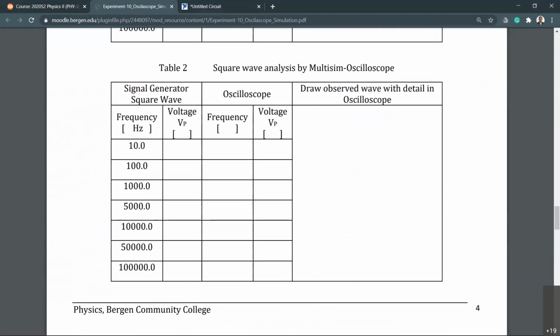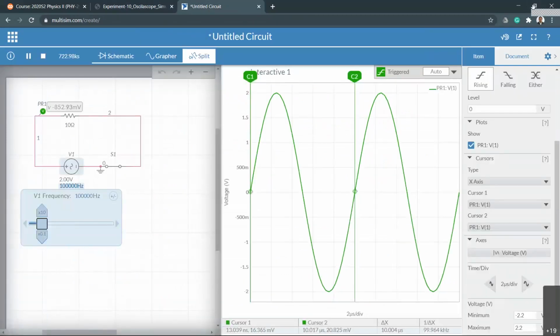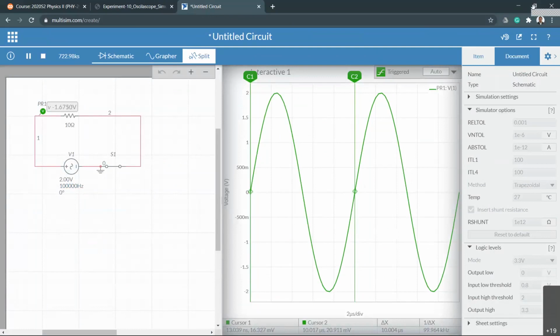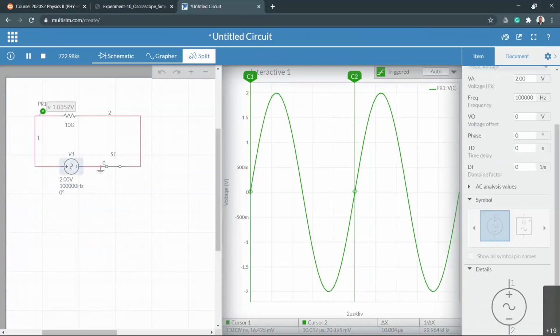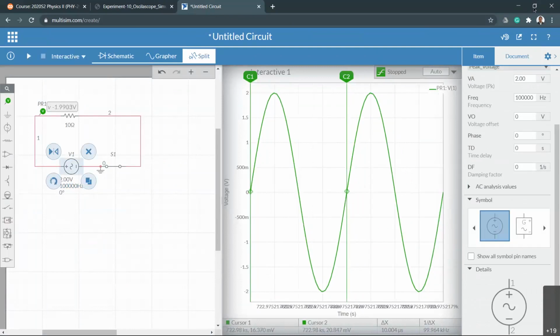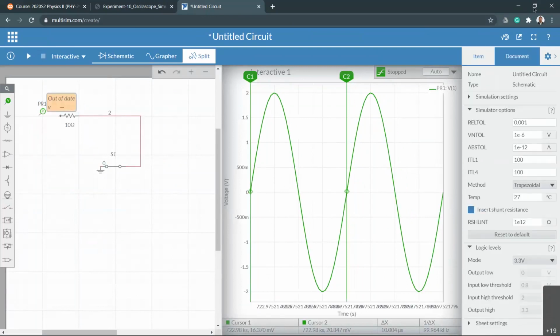So to do the square wave, you have to go to your simulator, and then you have to change this voltage, right? To change the voltage, you have to first stop the simulator running. So click the stop button. When you click the stop button, you can see the left-hand side selection tool will appear. Get rid of this voltage supply. I don't need the sinusoidal wave. Instead, I need the square wave.